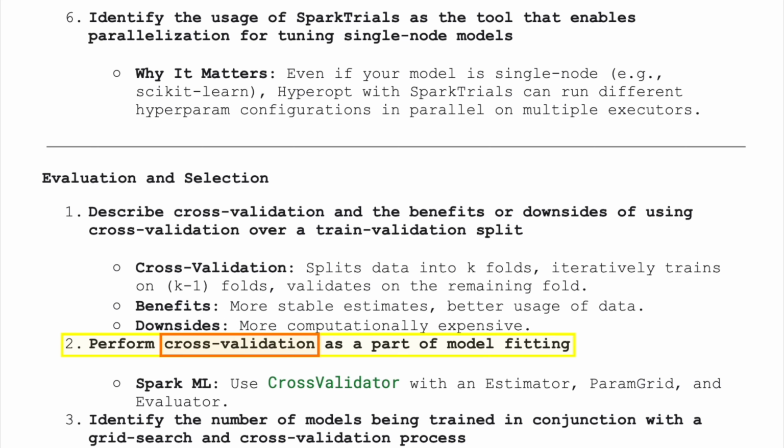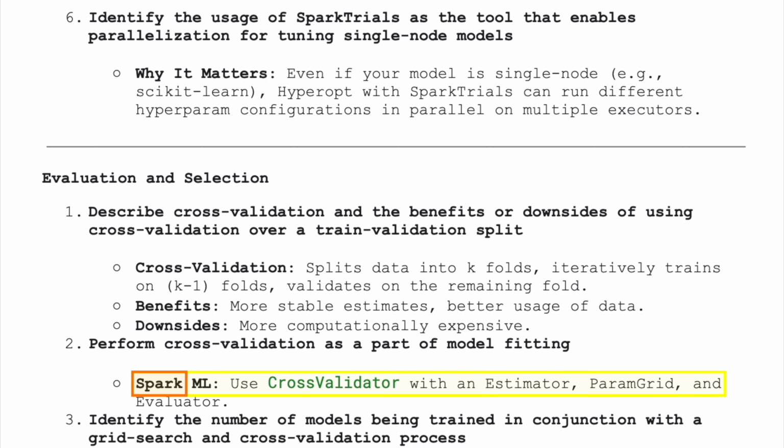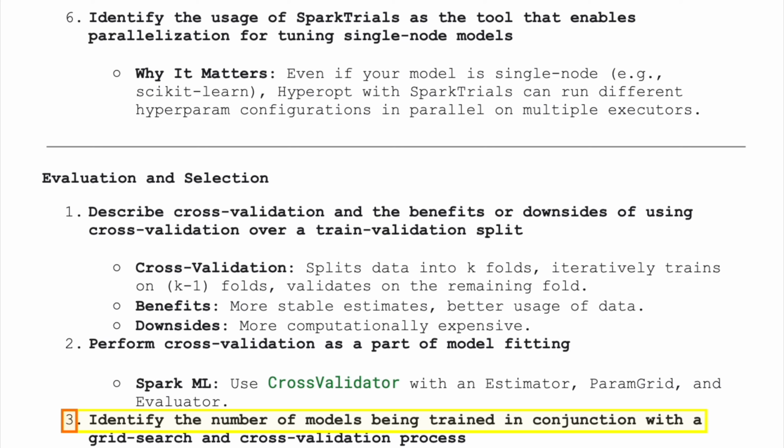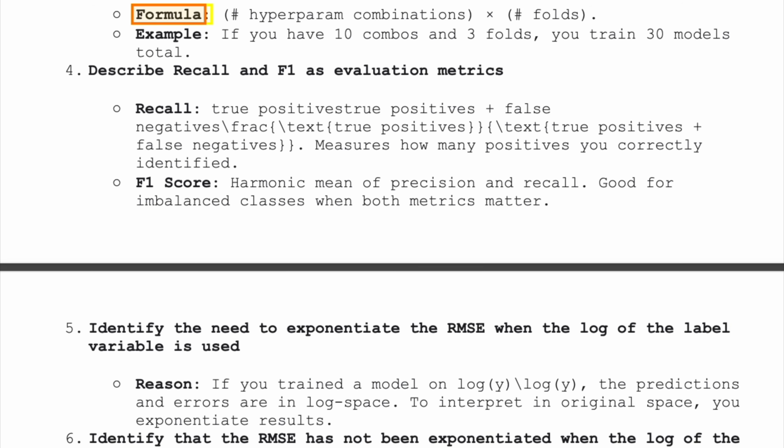2. Perform cross-validation as a part of model fitting. Spark ML: use CrossValidator with an estimator, param grid, and evaluator. 3. Identify the number of models being trained in conjunction with a grid search and cross-validation process. Formula: number of hyperparameter combinations times number of folds. Example: if you have 10 combos and 3 folds, you train 30 models total.